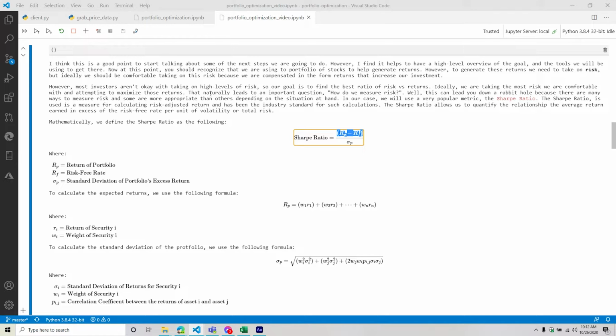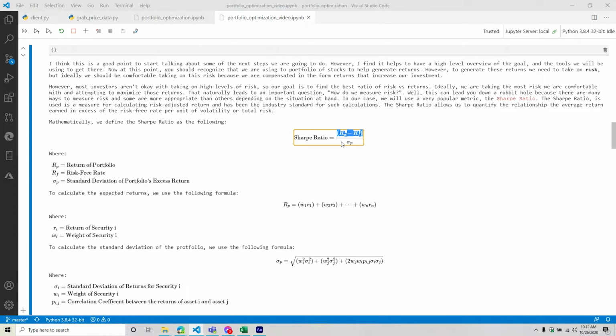And the idea behind it is really what you are looking at is how much of that return above the risk-free rate did you get. So ideally, you want your return of the portfolio to be a lot higher than the risk-free rate, because then what you're saying is, wow, you're getting a bunch of return.